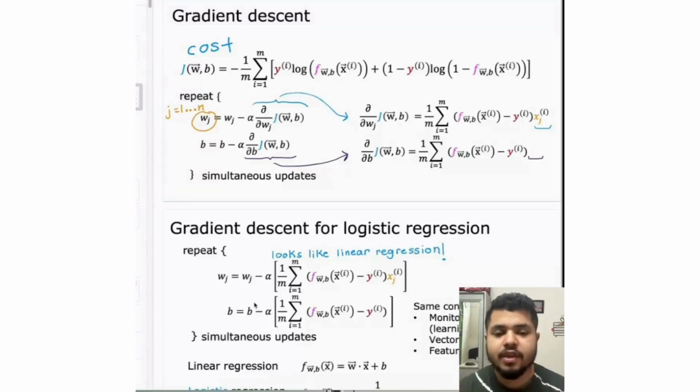Hi everyone, in this video we'll be looking at how we can use gradient descent to come up with the value of w and b, which we will be using in our sigmoid function. From our previous videos we know gradient descent is basically coming up with the derivative of our cost function with respect to whatever parameter we are looking to find the gradient descent for.